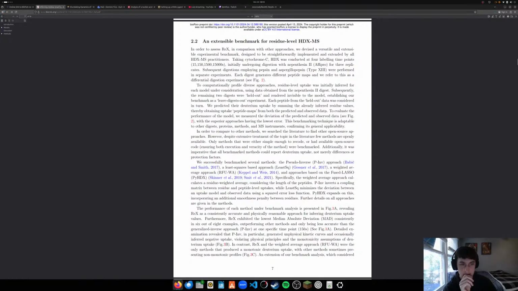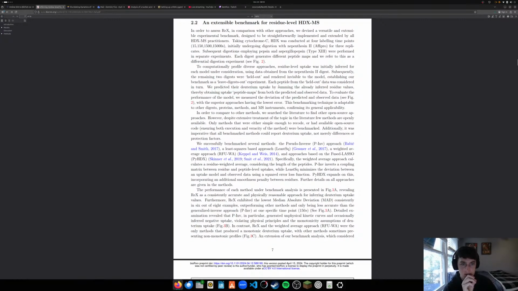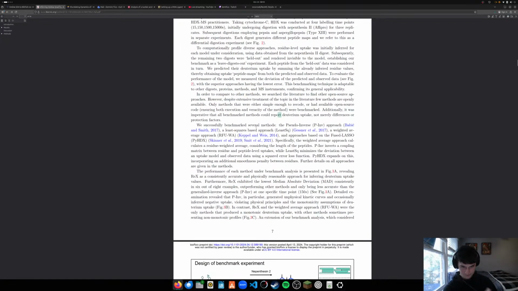Each peptide from the held out data was considered in turn. We predicted their deuterium uptake by summing the already inferred residue values, thereby obtaining peptide maps from both predicted and observed data. To evaluate the performance of the model, we measured the deviation of predicted from observed, with superior approaches having lowest error. This benchmarking technique is adaptable in order to compare.